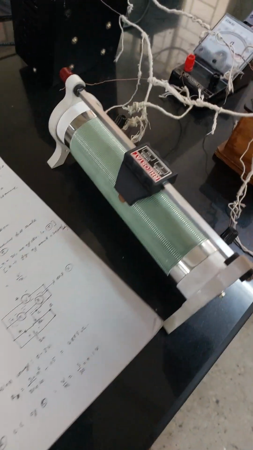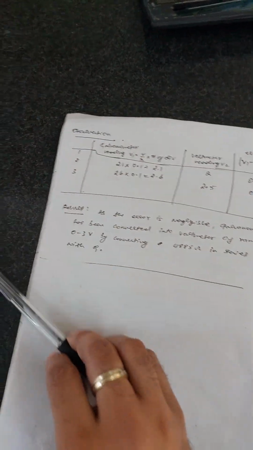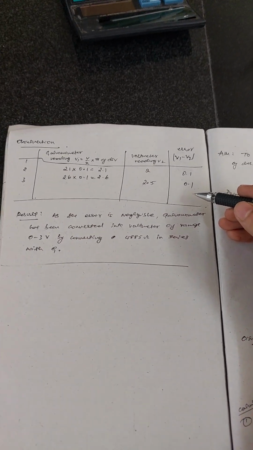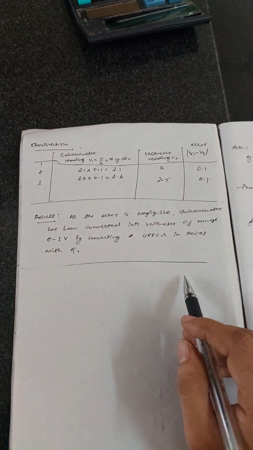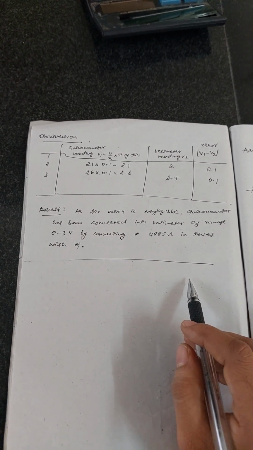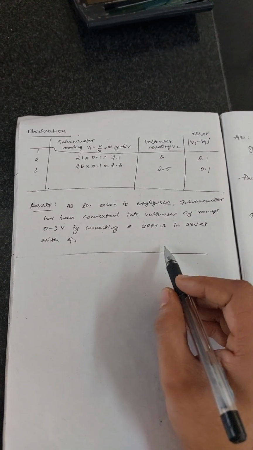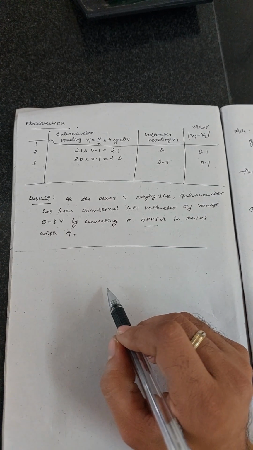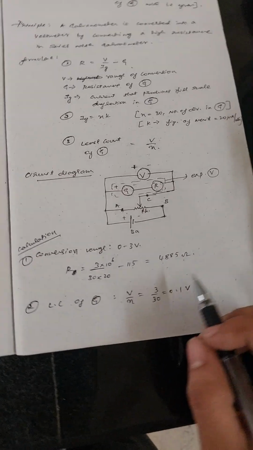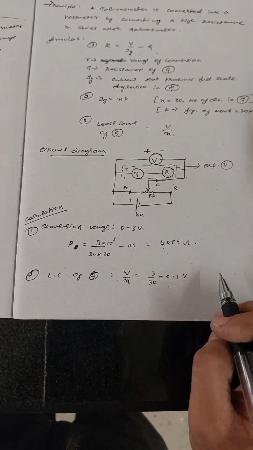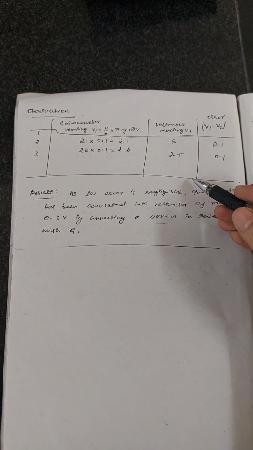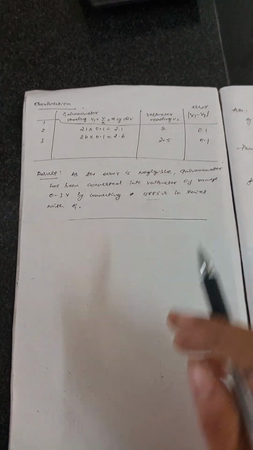Like that you can do one more observation, and the result would be, since the error is small, we can say that we have converted galvanometer into voltmeter of range 0 to 3 volts by connecting this 4885 ohms of resistance in series with galvanometer. So basically your calculation will give you 3 marks, and observation will give you 4 marks, and result 2 marks.